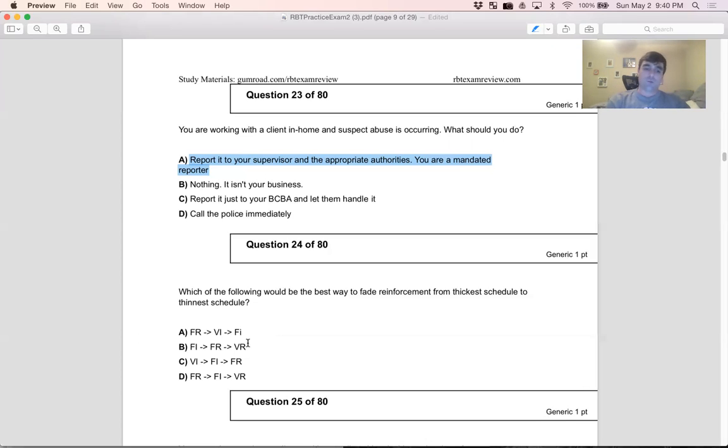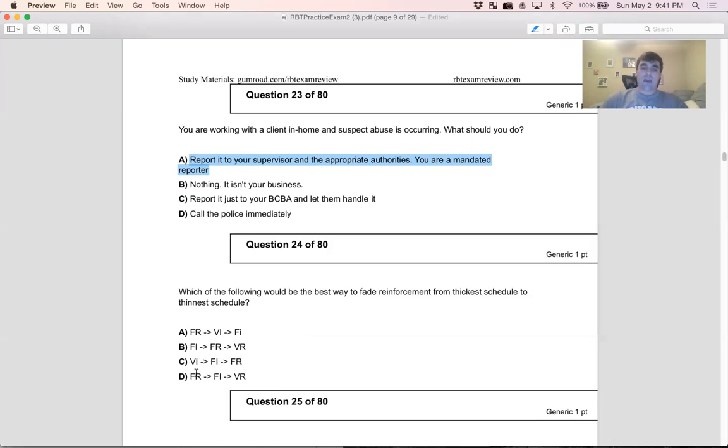B, fixed interval, fixed ratio, variable ratio, okay? Better, right? Because we are going from fixed to variable, right? But ideally, you're going to start with an FR for a thick schedule, fade it maybe to a time schedule, and then go to variable, right? So this is better, but do we have an even better choice than this? Okay. VI, FI, FR, this is the same issue as A, where we're going from a variable to a fixed, okay? This is actually going backwards, right? We're actually going from thinnest to thickest.